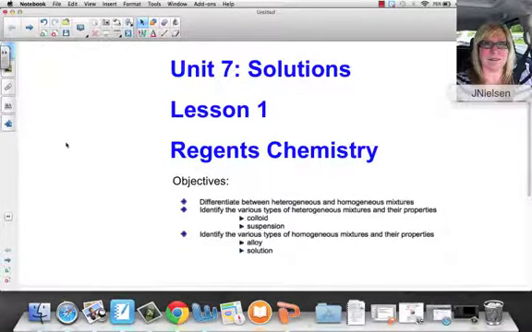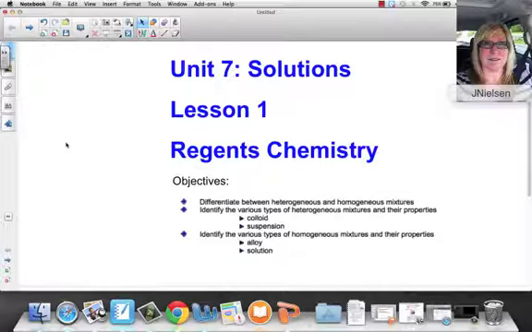Okay, so we are moving on to Unit 7 solution. And yes, I know that the last unit that we did was Unit 5, moles and stoichiometry. So you're asking what's happened to Unit 6? Well, we're going to do Unit 6 after Unit 7. I've kind of changed the order of things.